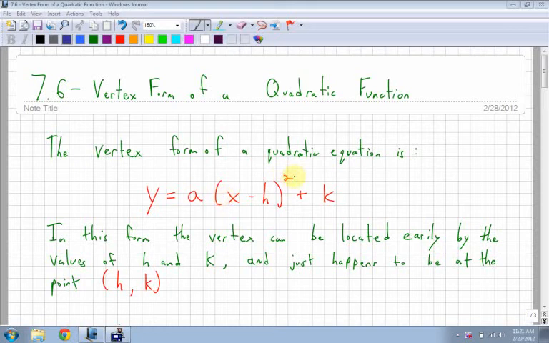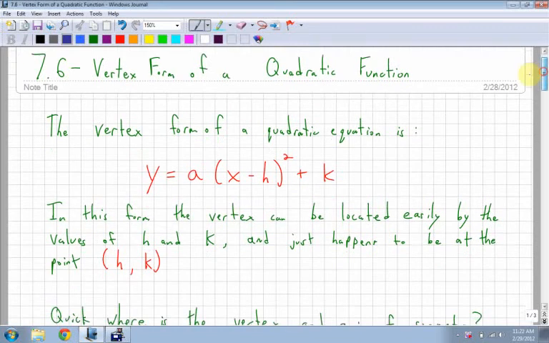And you have to make sure that the squared is on the outside of the brackets. Notice that it's minus h and plus k. So as long as it's minus h plus k, your vertex is just at h comma k. Otherwise, it's going to change. If it's plus h, it's going to be at negative h comma k. If it's plus h minus k, it's going to be negative h negative k.